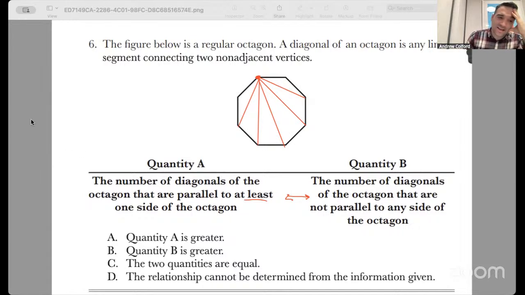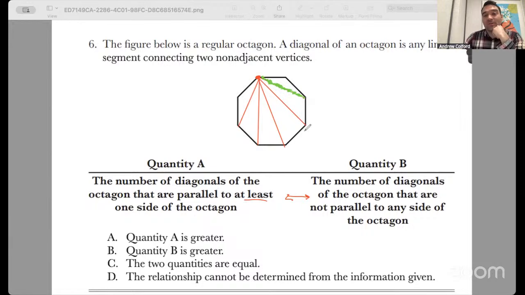Now let's look at these diagonals and label which ones are parallel and which ones are not parallel. So we'll start with this first one right here. Is that diagonal parallel to a side of the octagon? Well, I can look on the other side too. It's not, right? That diagonal is not parallel to another side. And AN, feel free to jump in and pause me if what I say isn't making sense here. But that first one is not parallel to the other side.